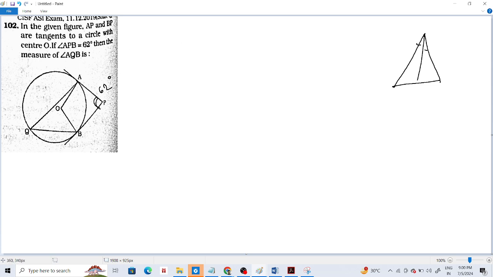Okay, so angle APB is 62 degrees, then the measure of angle AQB. Okay, I have to find this. This is given as 62 degrees.